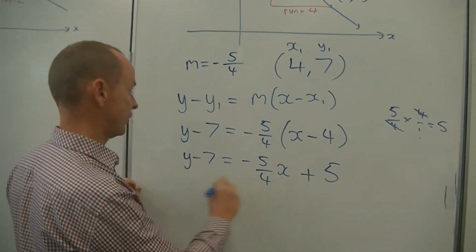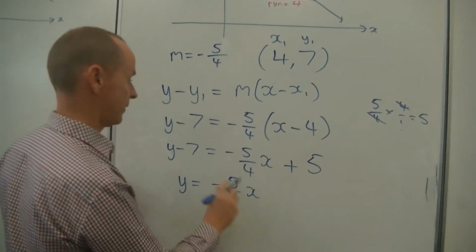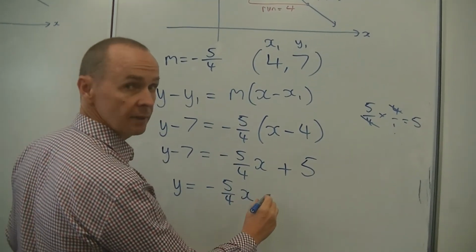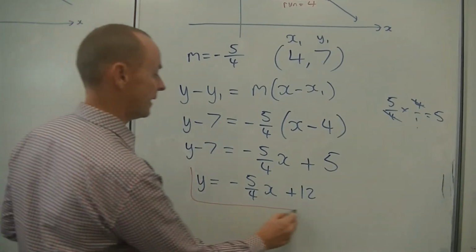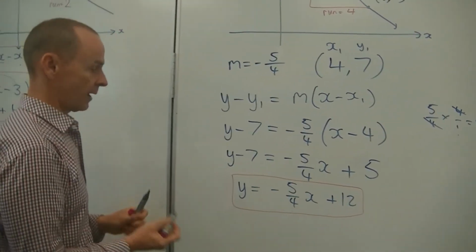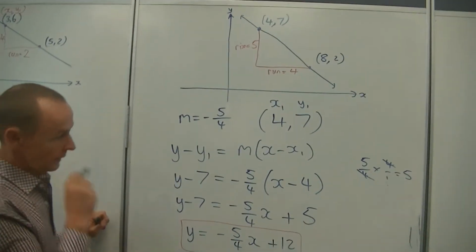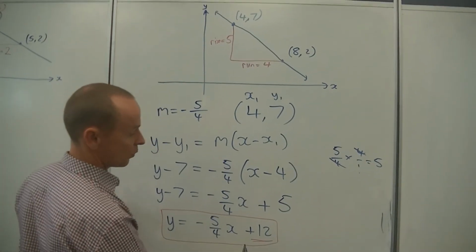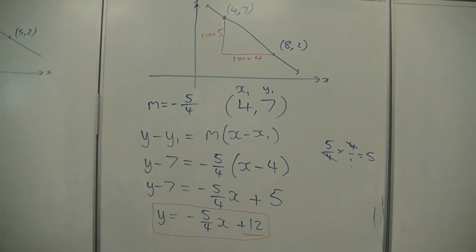Alrighty, now we plus 7 to both sides, and we get minus 5/4 x, and 5 plus 7 is 12. Good answer. And there's our answer. We can check our answer. The gradient is minus 5 over 4, which we worked out already. And again, this time the y-intercept is at 12, which is a sensible answer because it goes up there.